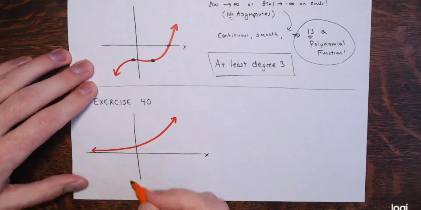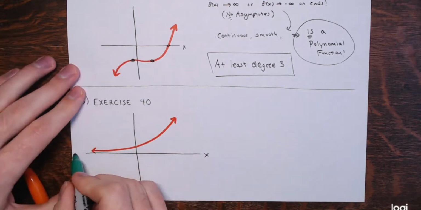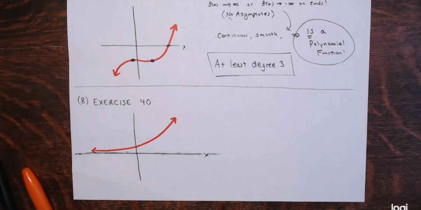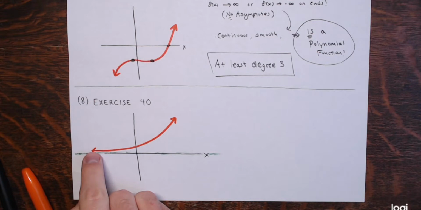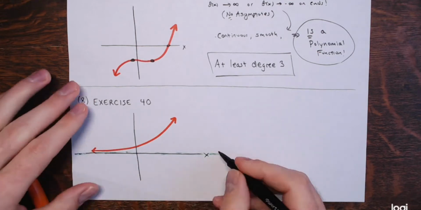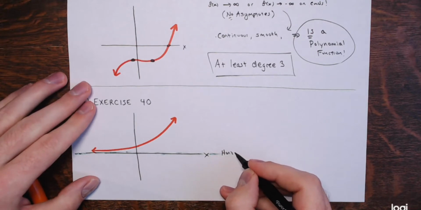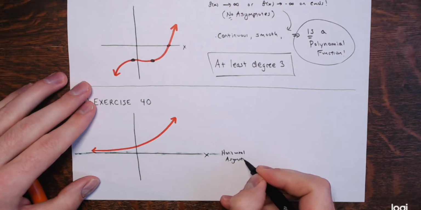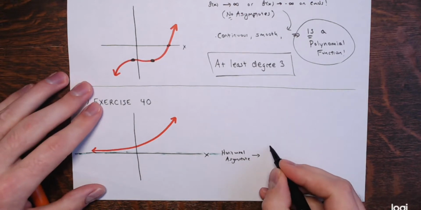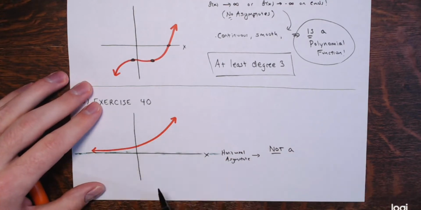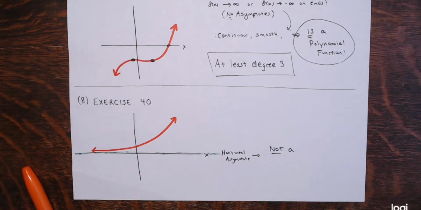It looks like we have a horizontal asymptote at the x-axis. The graph is approaching that, not infinity or negative infinity. So it looks like we have a horizontal asymptote, and based on that, I would say that this is not a polynomial function. It's continuous, it's smooth, but I said earlier, right, if it's continuous and smooth, it may be a polynomial function.